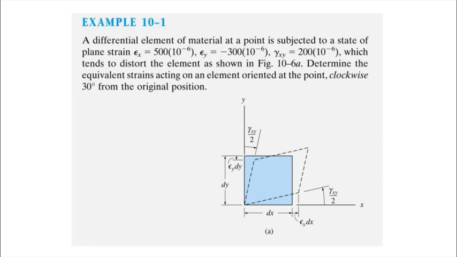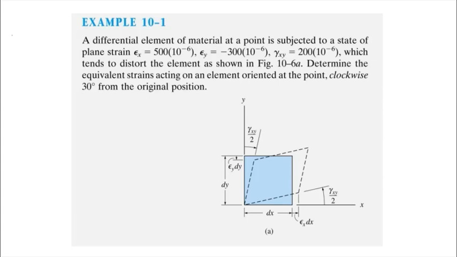Let's take a look at an example, but this is for the basic equation first, not for principal strains. So this is an example from your textbook. It says here, a differential element of material at a point is subjected to a state of plane strain. Strain x is 500 microns. The unit for strain, remember, is very small, so it's times 10 power minus 6. So we have microns. It doesn't have an exact unit of meters or millimeters because it's a ratio, delta over original length, right? It's still the same unit. Epsilon y is minus 300 microns and gamma xy is 200 microns.